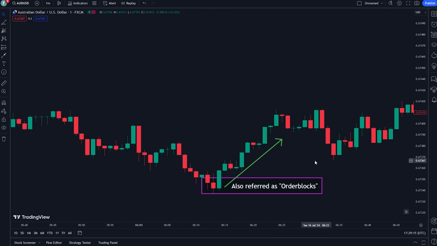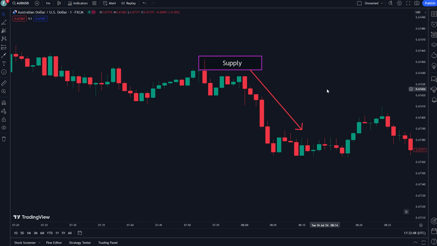Supply and demand. Also referred to as order blocks, these are zones where significant price movements have occurred. If the price moves significantly upwards from a level, it is considered a demand zone, and if the price moves significantly downwards from a level, it is considered a supply zone. Just like support and resistance, these zones can be treated as key levels for potential entry positions.